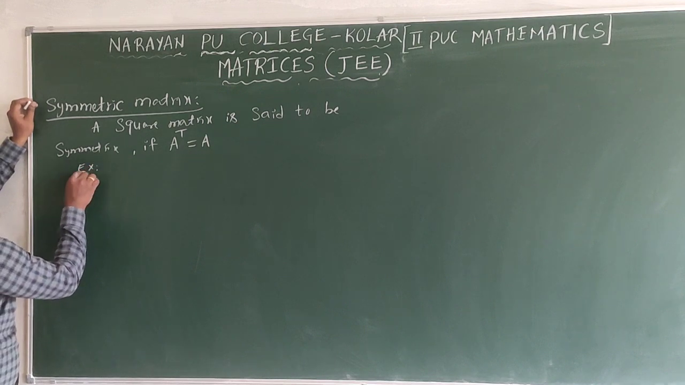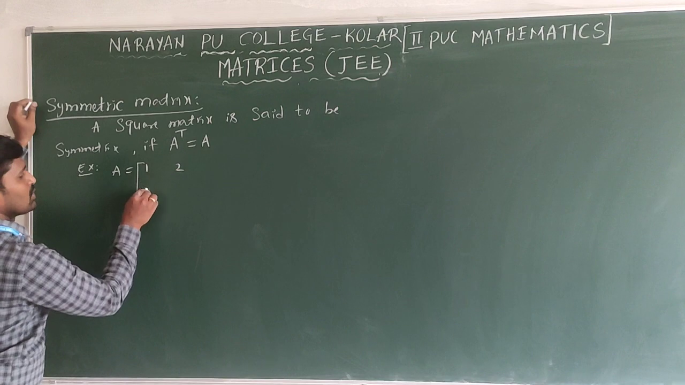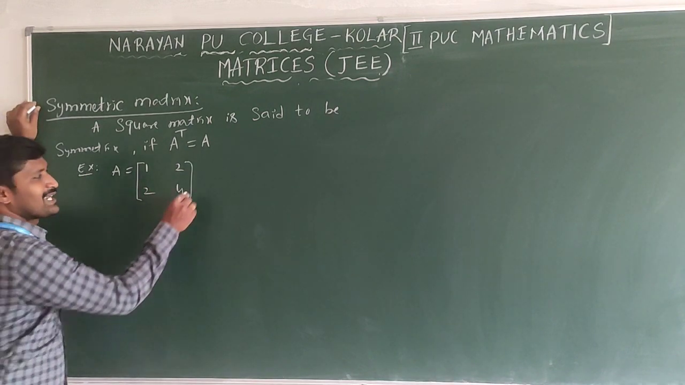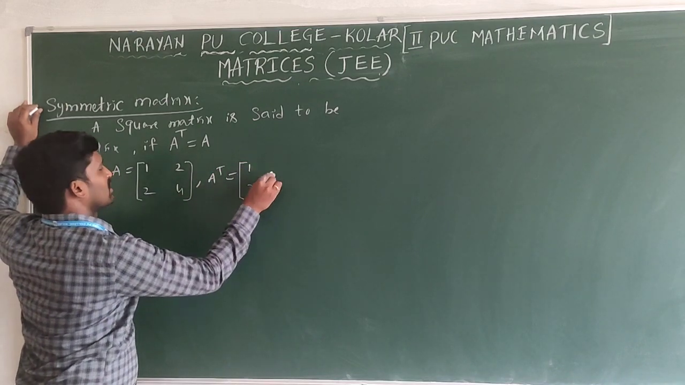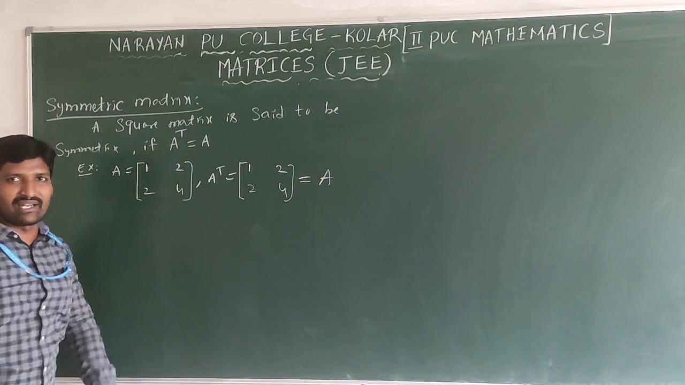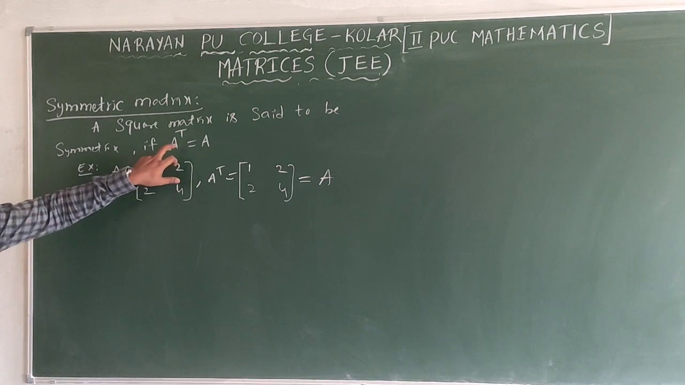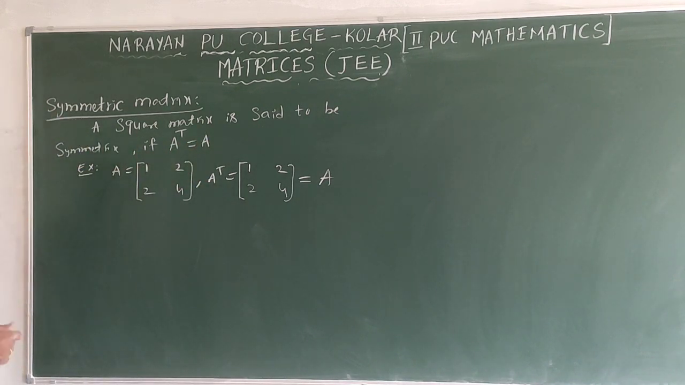Example, matrix A I am taking 1, 2, 2, 4. A simple 2 by 2 matrix. Apply the transpose of this matrix. What do you get? The same 1, 2, 2, 4 only. This is clearly equal to which one? The A matrix. That's why, simple definition: the transpose of a matrix equals the same matrix we got, that is called a symmetric matrix.